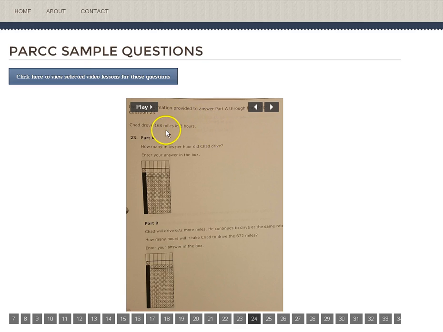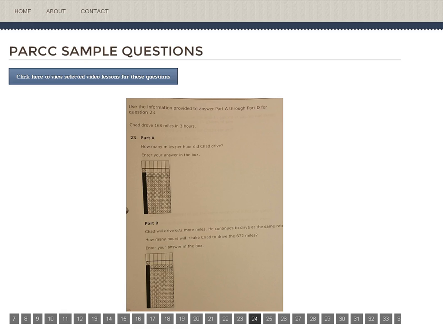Chad drove 168 miles in 3 hours. So once again, we can predict a rate problem. So we're given a certain amount of miles in a certain amount of hours. And then the part A is how many miles per hour did Chad drive? So when you see the term miles per hour, that's a unit rate. How many miles in 1 hour? So we again need to get to unit rates. And we're hopefully getting pretty quick at that.